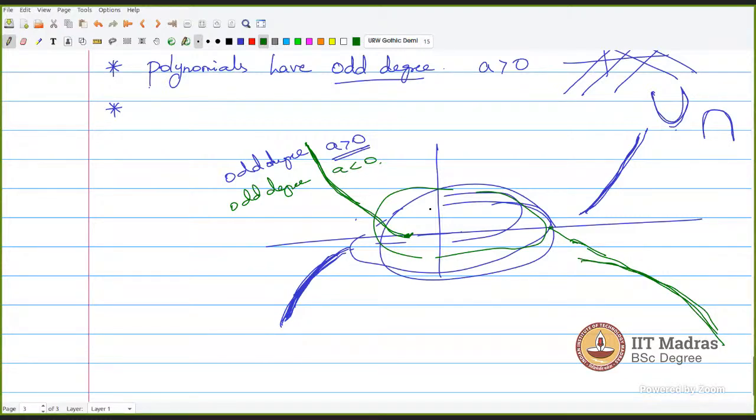So how can you explain this for even degree also? I will first take odd degree with a greater than 0. It will start from the negative side, and after some time something happens in between, depending upon the roots and multiplicities, and it jumps down. After the last root, it will go like this. If this is odd degree and a is negative, it goes the opposite way. If a is greater than 0, the story is the opposite.